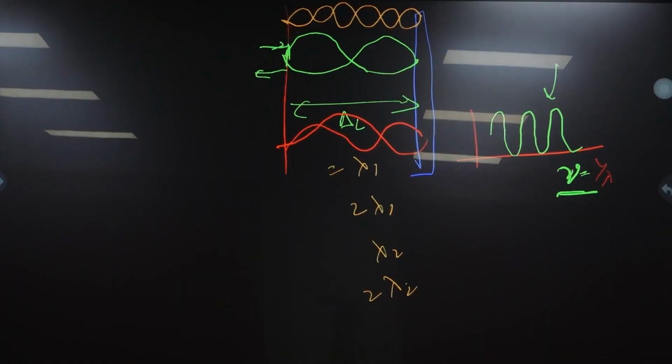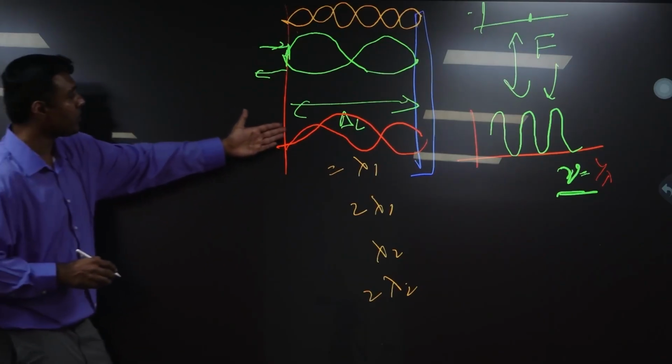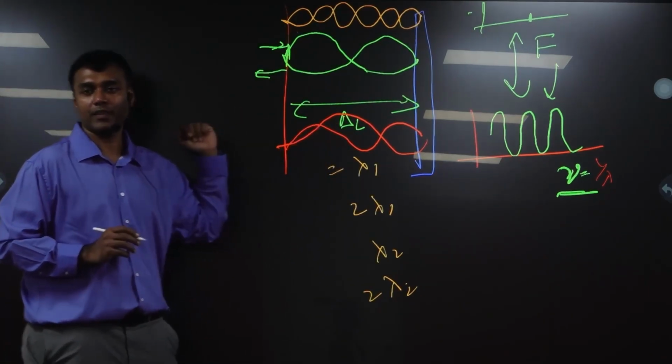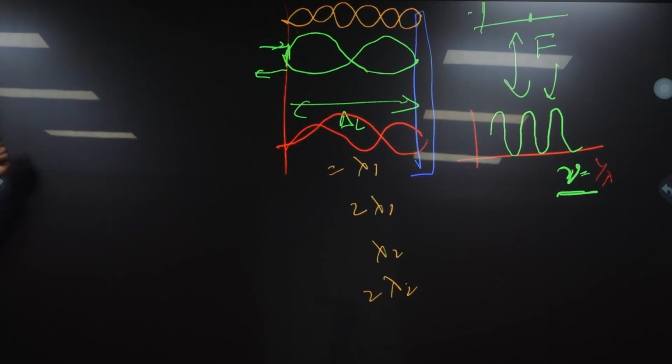So it turns out that there is a Fourier transform relationship between them. If you take a Fourier transform of this, you will get some data, and the frequency of this is actually proportional to delta L. So the larger this frequency, the larger the delta L. The smaller the frequency, the smaller the delta L.